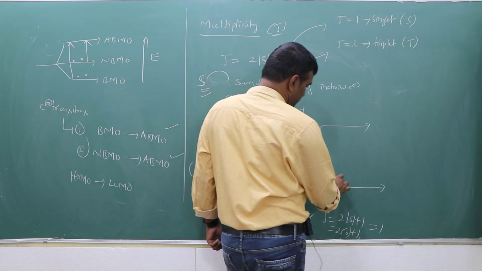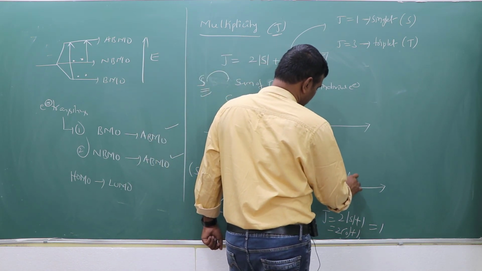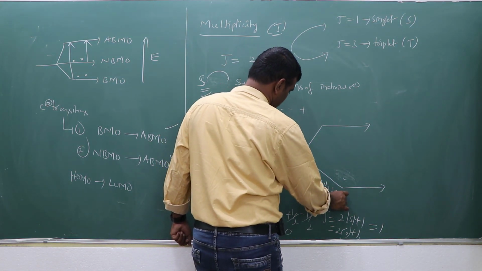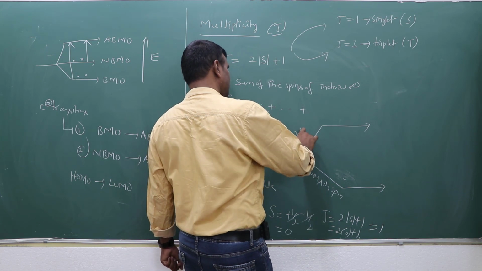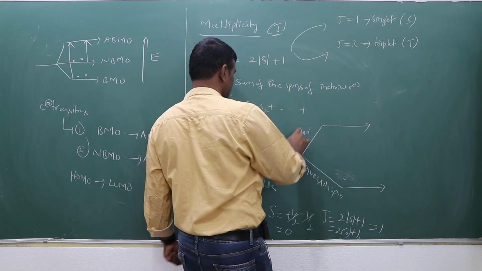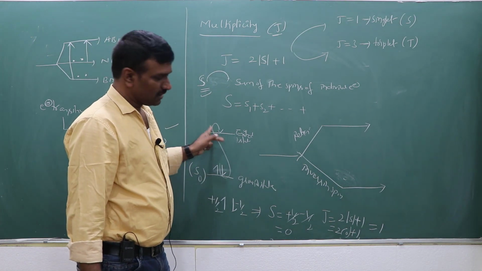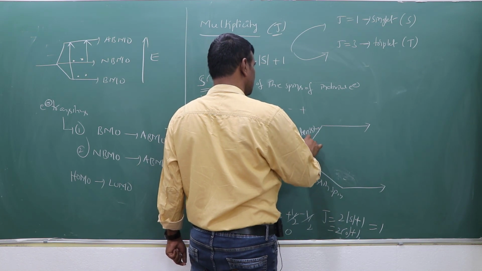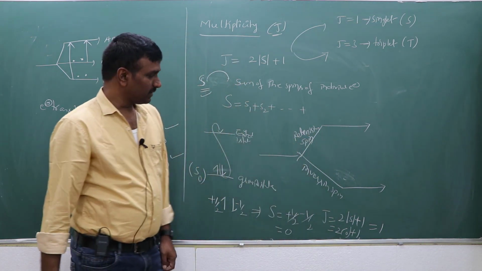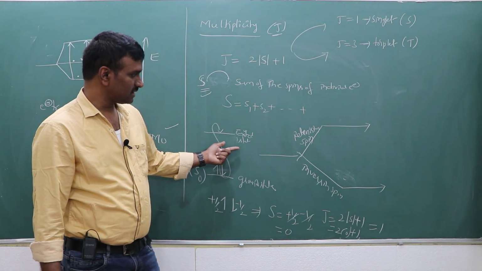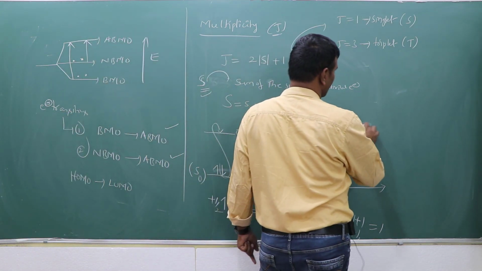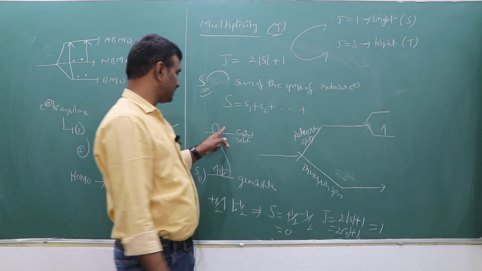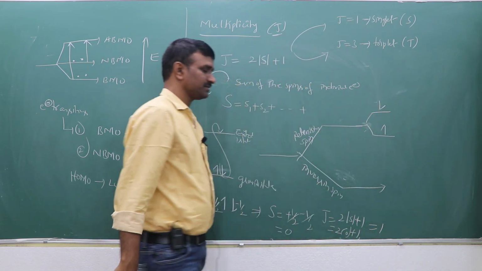So there are two possibilities: retention of spin and inversion of spin during the electronic transition from one level to another level. If retention of spin is there, what will happen? The ground state has this spin, and the excited state has retention of the spin like this.